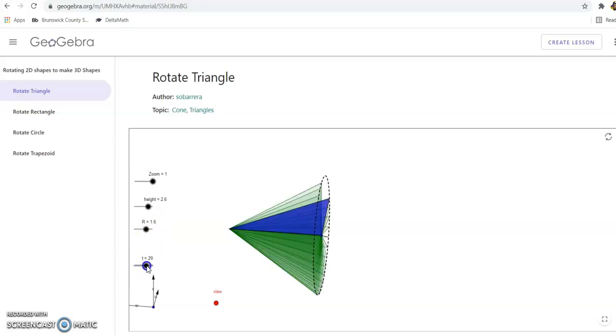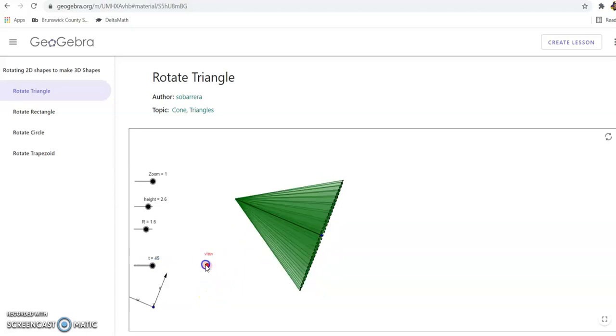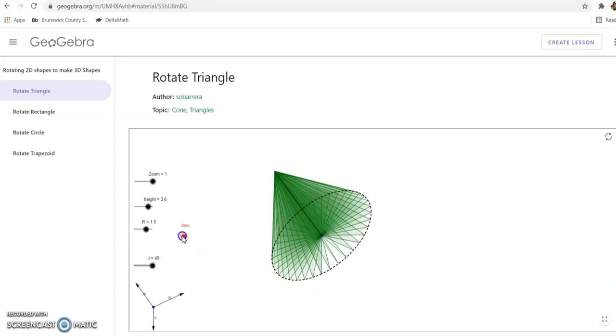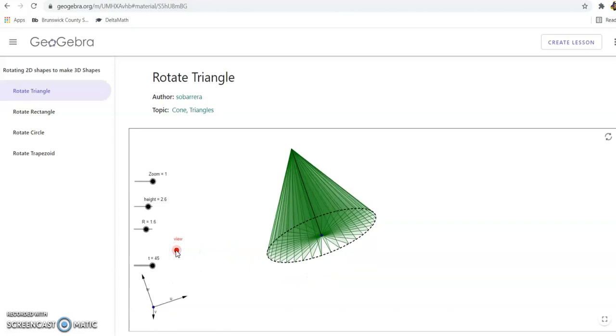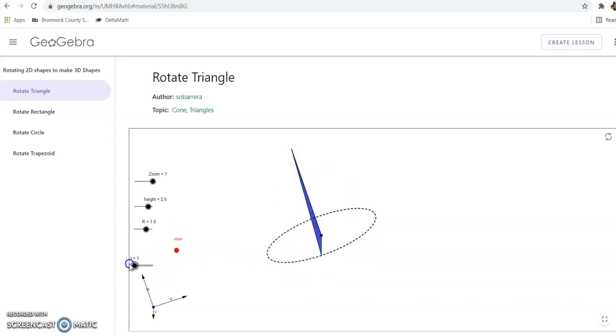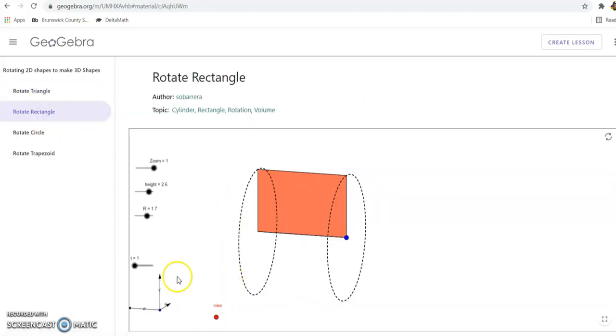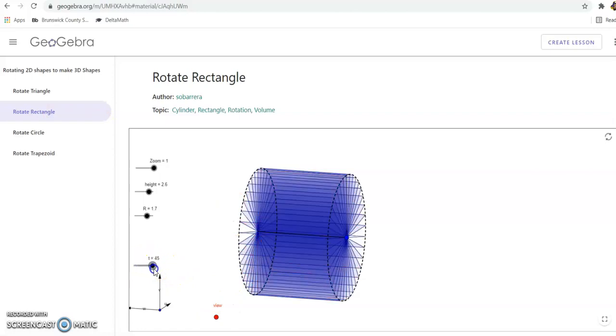So if you move this, you can see it takes that right triangle that we started with, and it just spins it really fast. And when it does that, it makes a cone. So you need to adjust so you can see that there's a cone. So spinning a right triangle always makes a cone. If you do the rectangle, we can spin this one, and spinning a rectangle makes a cylinder.